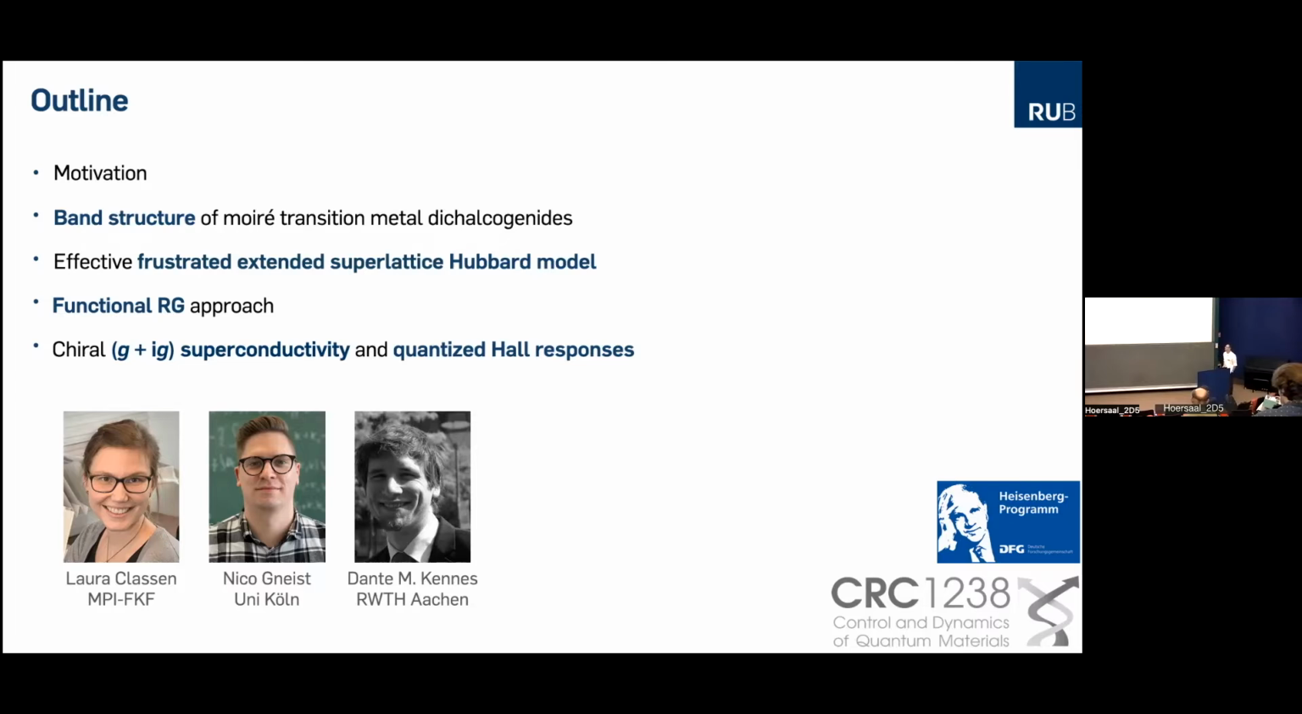That's where the frustration comes in, basically. And that model I would like to attack with the functional renormalization group approach. And I will show you that there's actually some very nice unconventional form of superconductivity, not maybe the usual one that you would have expected, which is chiral D-wave superconductivity, but some higher order superconductivity, and we'll discuss the quantized Hall responses that follow from that particular type of superconductivity.